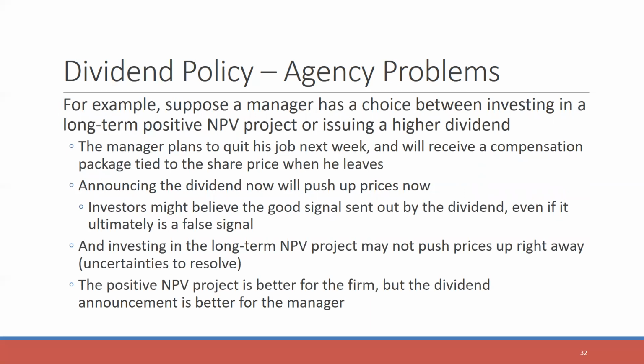For example, suppose a manager has a choice between investing in a long term positive NPV project or issuing a higher dividend. The manager plans to quit their job next week and will receive a compensation package tied to the share price when he leaves. Announcing the dividend will now push up prices. Investors might believe the good signal sent out by the dividend, even if it ultimately is a false signal. So if I know that I'm not going to be at this job for the duration of that positive NPV project, even though that long-term positive NPV project could be better for shareholders, I'm going to issue this dividend. Right, because I'm worried much more about the short term than the long term. So this is one of the ways that the agency problem can manifest itself.